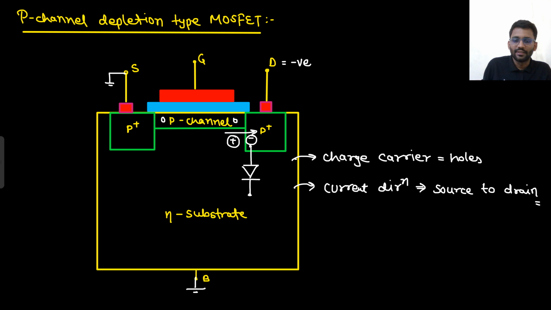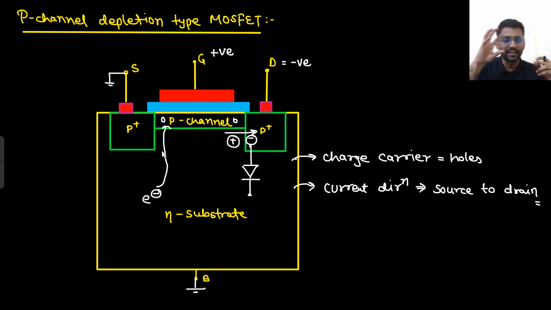So let's talk about VG. What potential should I apply here? If I apply positive potential, what will happen? There are holes here. So because of this positive potential, they will be repelled. Or you can think, if you are applying positive potential here, electrons will be coming here from the negative side of the battery and they will be recombining with the holes. And if they are recombining with the holes, in the channel there will be lesser charge carriers. And if there are lesser charge carriers, that means there will be lesser current. So if gate is positive, there is less current.